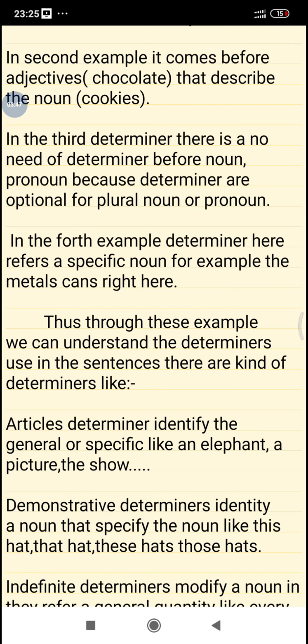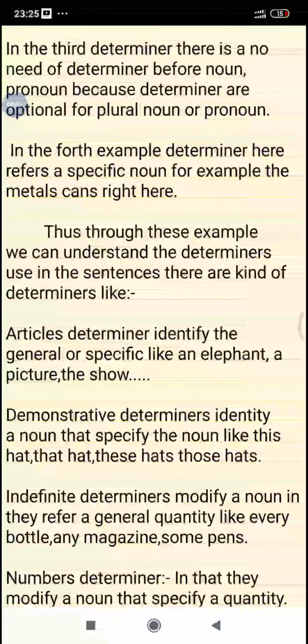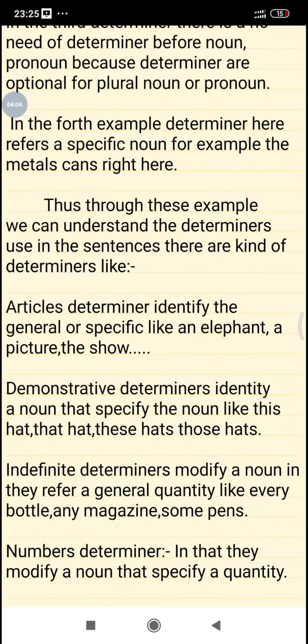There are kinds of determiners like article determiners. Article determiners identify general and specific nouns, like an event when we are talking about a general thing, and a picture, the show. Demonstrative determiners identify a noun and specify the noun, like this hat, that hat, these hats, those hats. Indefinite determiners modify a noun and refer to a general quantity, like every bottle, any magazine, some pens. Number determiners modify a noun and specify a quantity.